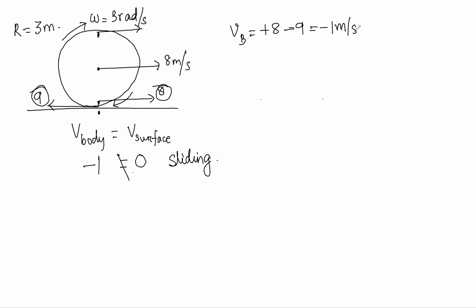What about the top point? The velocity of the top point is equal to 8 plus 9, which is equal to 17 meters per second.